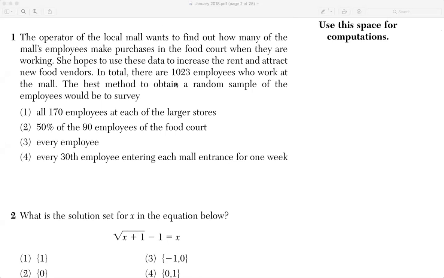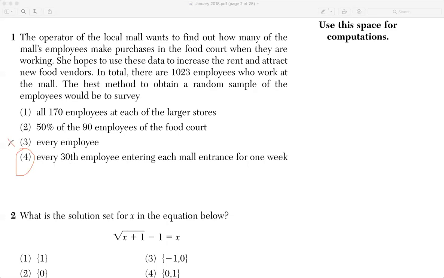The best method to obtain a random sample of the employees would be to survey all 170 employees at each of the larger stores, 50% of the 90 employees of the food court, every employee, or every 30th employee entering each mall entrance for 1 week. We're going to discuss why it's answer choice 4, but it is answer choice 4. That's the way that you would get a random sample out of this.